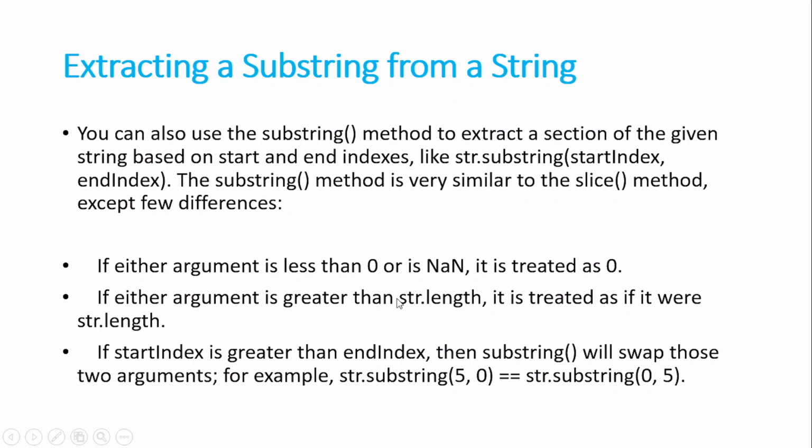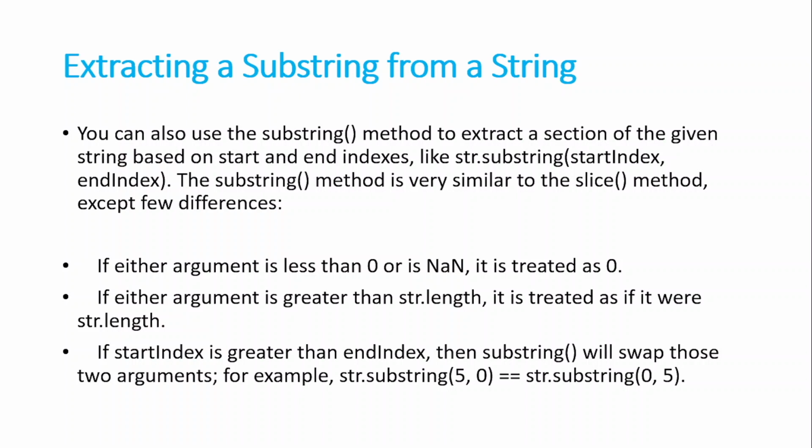If either argument is greater than string.length, it is treated as if it were string.length. So if we give a length greater than the string length, it will automatically treat it as string.length. So for example, if a string has 40 characters and you're specifying 41, it will treat it as 40, not 41. So this is the difference. But in slice, it will give you the empty string.